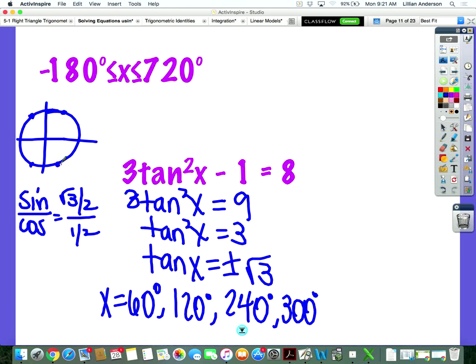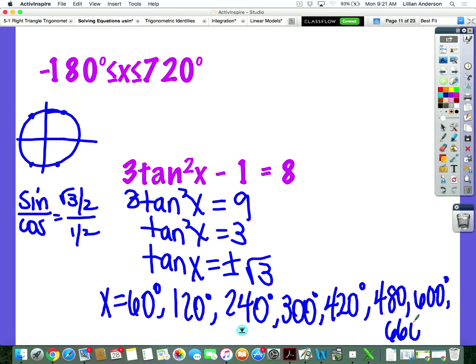360. So all you have to do is add 360 to these 4 values. So 60 plus 360 is 420. 360 plus 120 is 480. 360 plus 240 is 600. And 300 plus 360 is 660. Now, if you kept going after that, you would have gone past the end of your range.